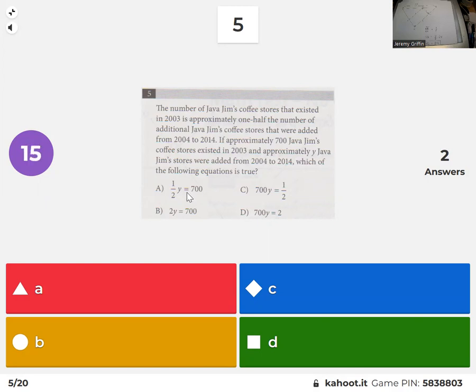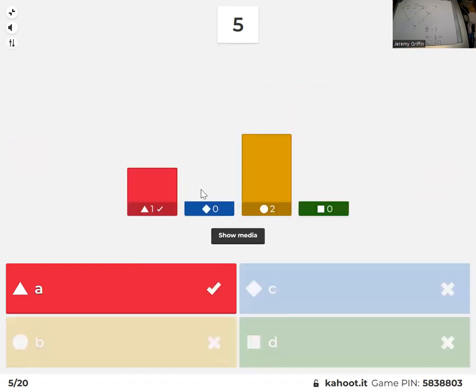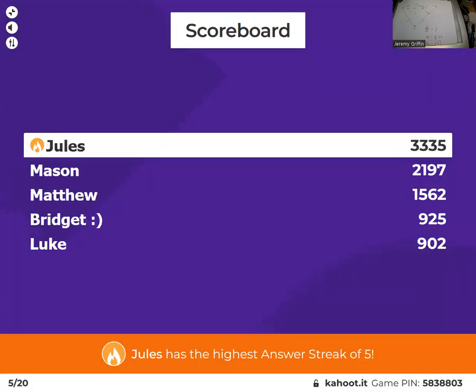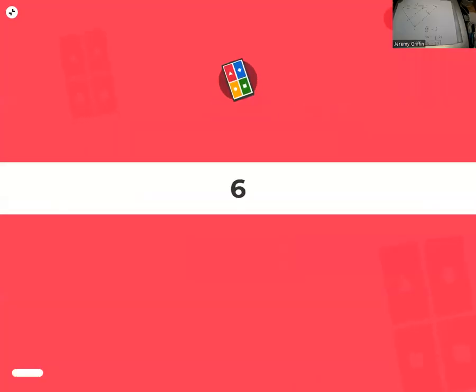Now, the other way you can interpret option A is, look, half the number that were added is equal to the original 700. Yeah, so the answer is A, okay? Might be one of those where you slow down, think about it, and go back and double check your answer. The way I like to do it personally is just solve it and see which equation would be consistent with the answer.